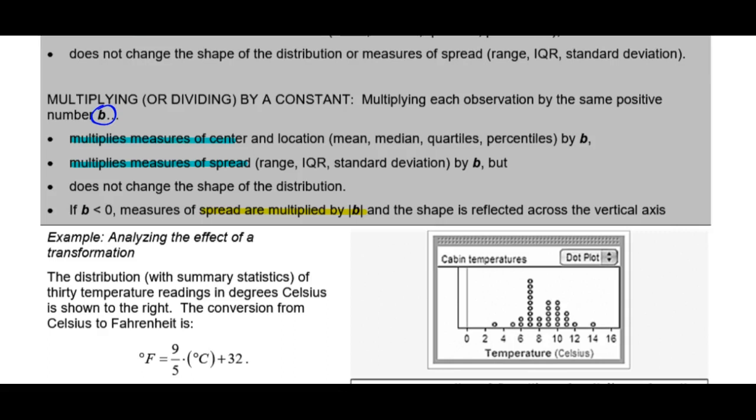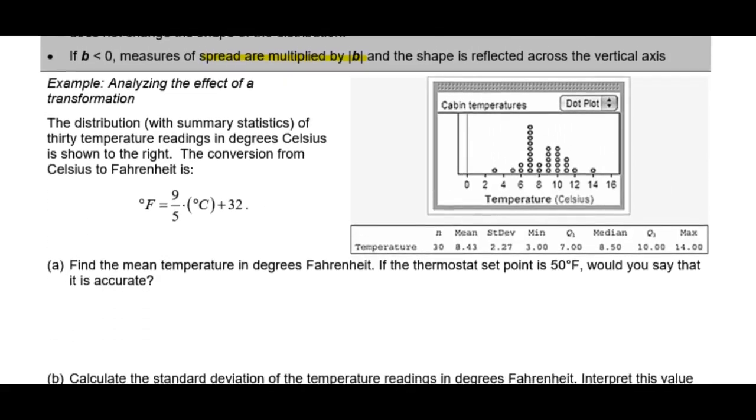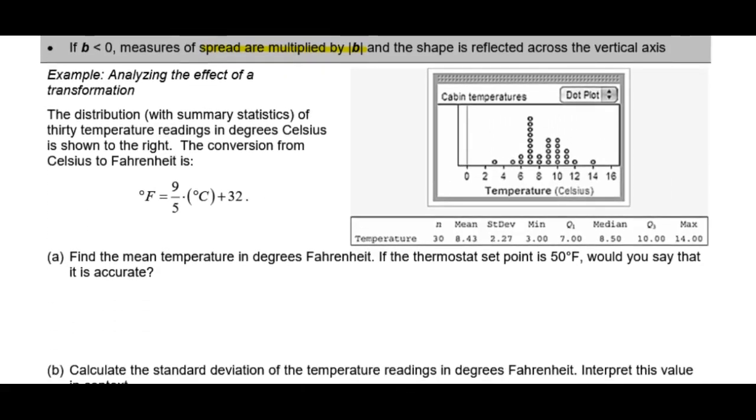Okay, I want to look at this example, but first I'm going to give you a moment to read what is asked for and the data that's presented. Go. Okay, so we're given temperature data in degrees Celsius. We have this random formula on the paper, which many of you probably wouldn't have known from memory of how to convert from Celsius to Fahrenheit. Find the mean temperature in degrees Fahrenheit. If the thermostat set point is 50 degrees Fahrenheit, that's a little chilly, would you say that it is accurate?